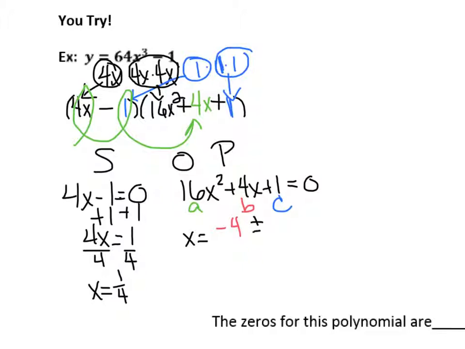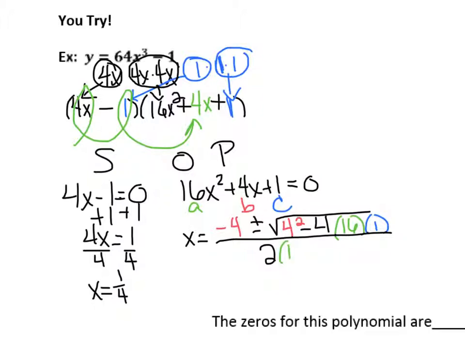plus or minus the square root of b squared, which would be 4 squared, minus 4, which is part of the formula, times a, which is 16, times c, which is 1, and it's all over 2 times a, which is 16 in this case.